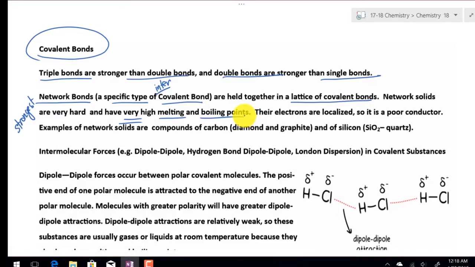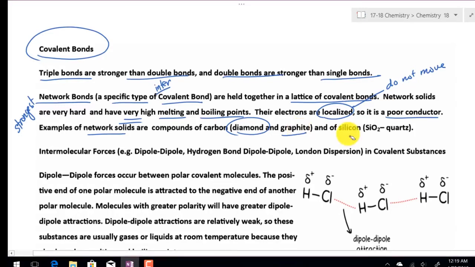Because these are held together in a lattice, the electrons are actually localized. What does that mean? They do not move. And when they do not move, they are very poor conductors. That means they don't conduct electricity. Some examples of network solids are basically compounds of carbon. Think of diamonds. Oh, beautiful diamond. And then we have graphite. That is the same substance that you use to write on a piece of paper. Your lead. Lead is actually graphite. Then we also have compounds of silicon, including quartz. Think of quartz as a crystal structure. Those beautiful crystals, as beautiful as diamond.